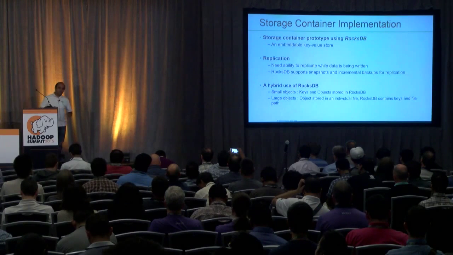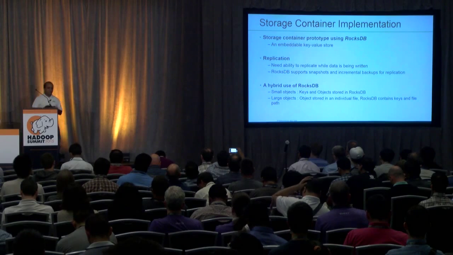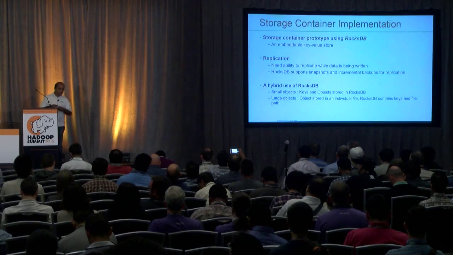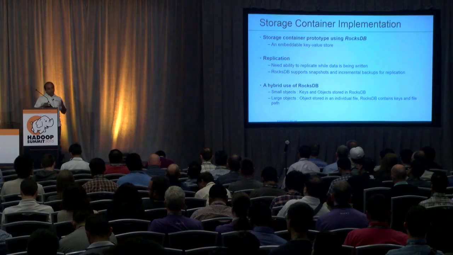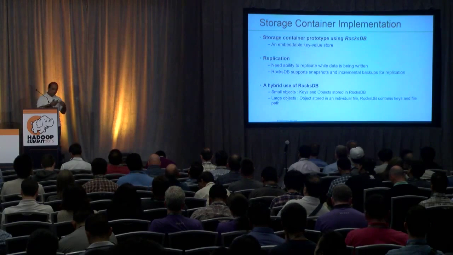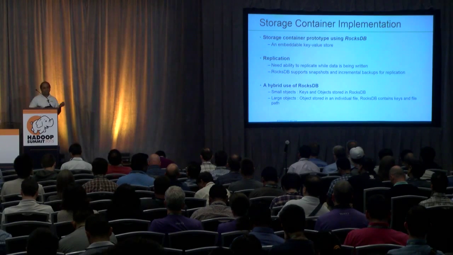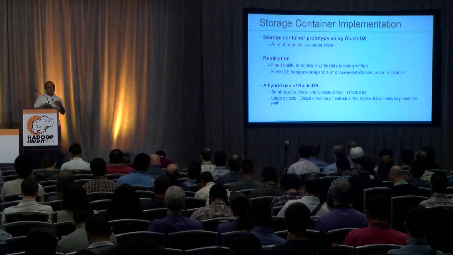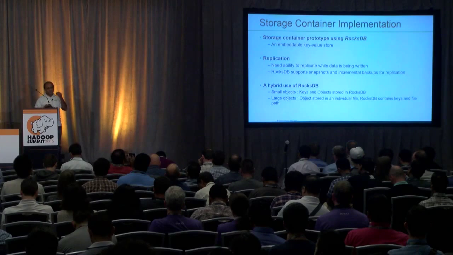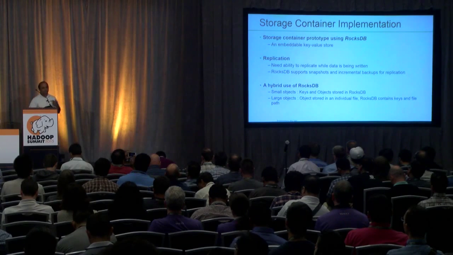Also, since we have a very wide variety of object sizes here, the implementation we are looking at will be some sort of hybrid: for small objects we put them directly in the RocksDB, but for large objects we can put only the file path in the RocksDB while the individual object is in a separate file. But this whole thing will be within a container.